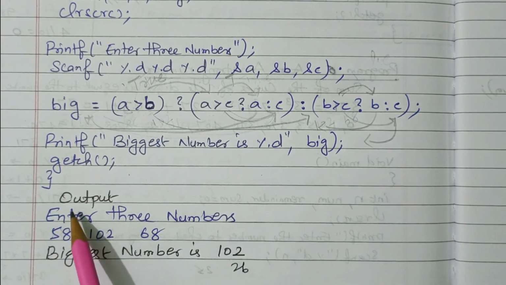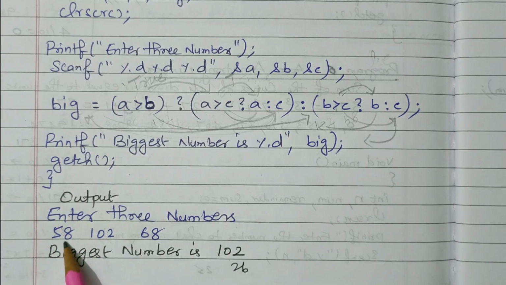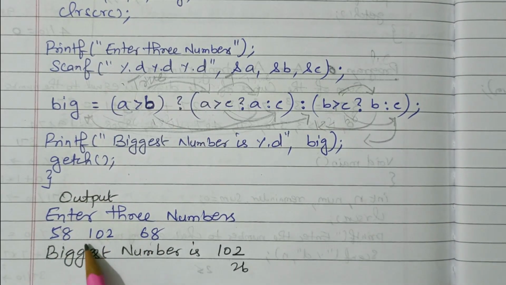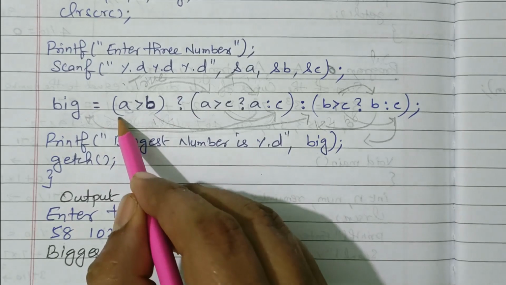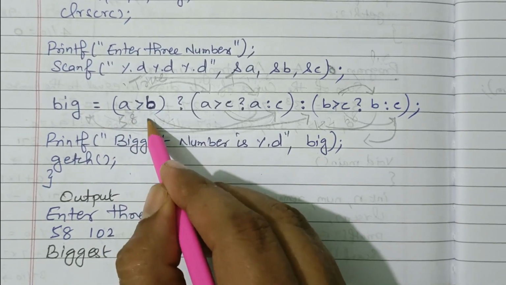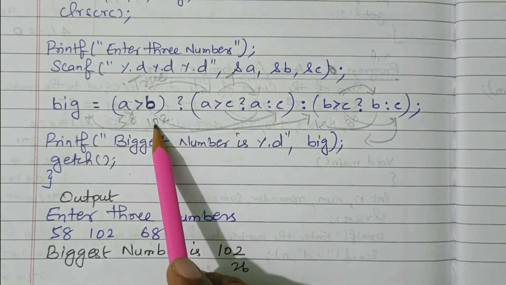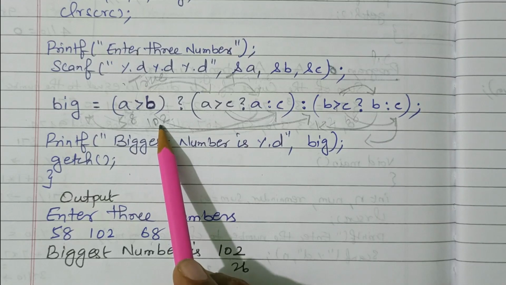Now we'll verify the output. Enter 3 numbers. We ask the user to enter 3 numbers. The user enters 58, 102, 68. Right? So by seeing that, it is clear 102 is the biggest number. We'll verify with this condition. So A is 58, B is 102. Right? Whether this condition is true or false: A is greater than B? A is not greater. B is the greatest value.